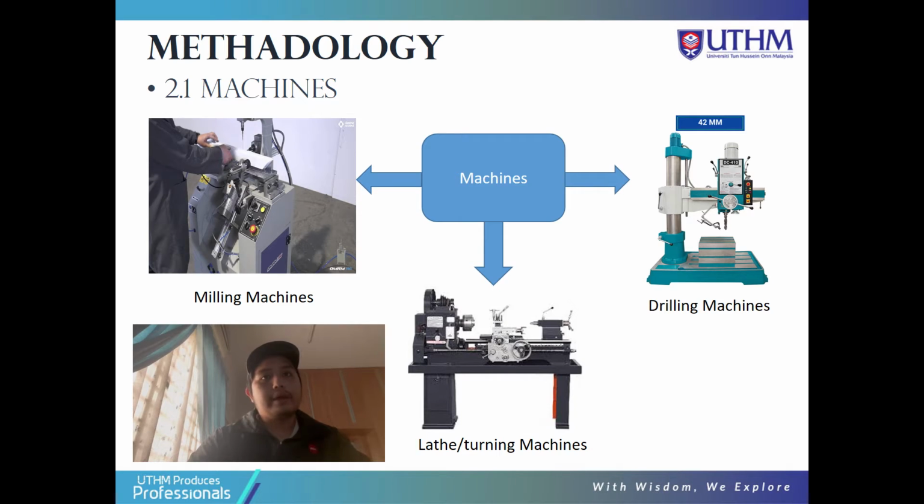Moving on to the second chapter, which is literature review or methodology. So basically we have three types of machines involved in our operation, which are the milling machine, lathe machine, and drilling machine. All these machines are combined together to perform in our manufactured product.